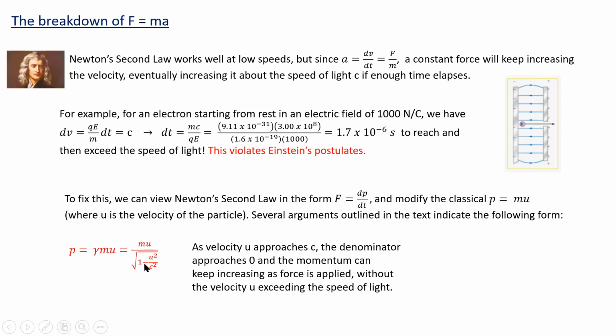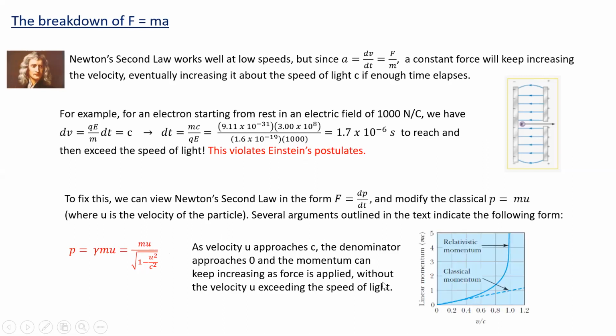So as u approaches c from below, this denominator will approach 0, and the momentum can get larger and larger and larger, and so the force can keep increasing the momentum, F equals dp/dt, without the velocity u exceeding the speed of light. Okay, and this is just a picture to illustrate this.